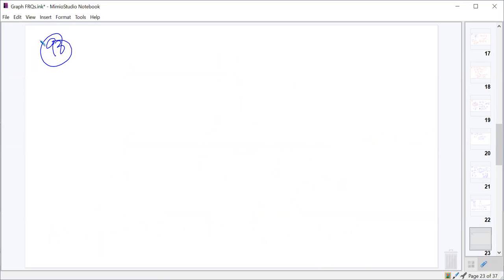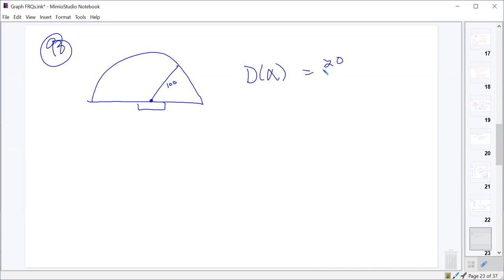So 93 says we got an outdoor concert. Crowd stands in front of the stage. They give us this little picture here. There's our stage, and there's our semicircle, it would appear, of crowd. This has a radius of 100. And the density of the people here is 20 over 2 root x plus 1. These are people that are x yards away from the stage. We'll just assume that's x yards away from like this center point of the radius there.